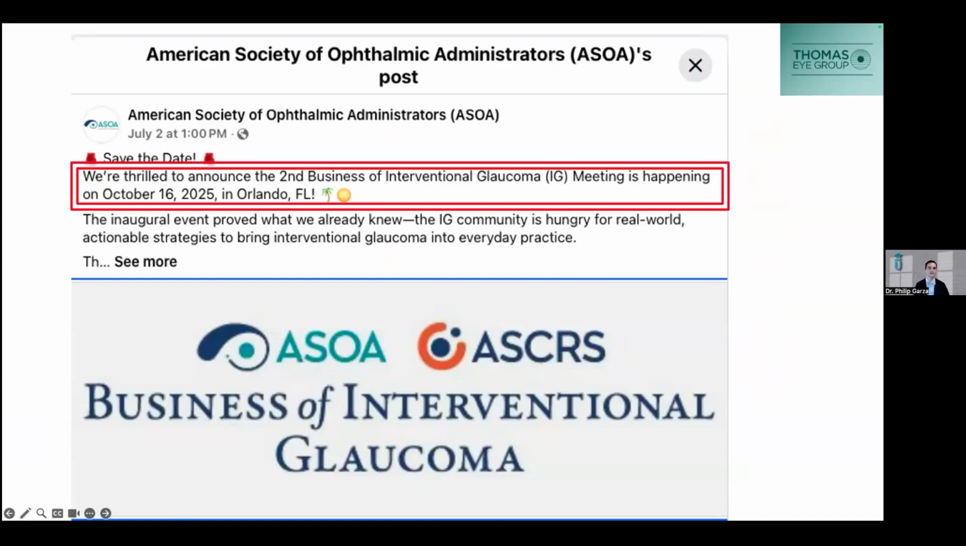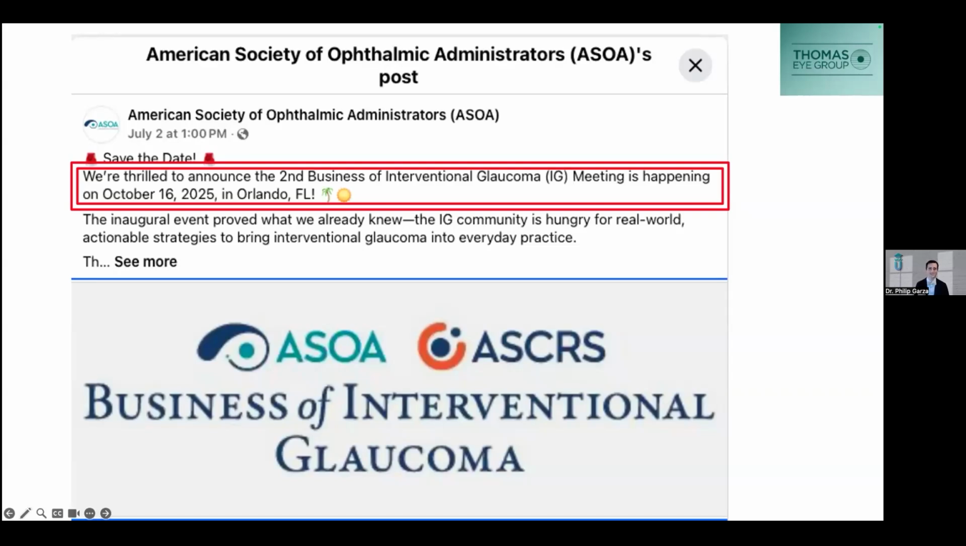We're happy to relay that there's going to be a second edition happening at AAO in October in Orlando. So this is not over, and I suspect it will stop there. It will not stop there.